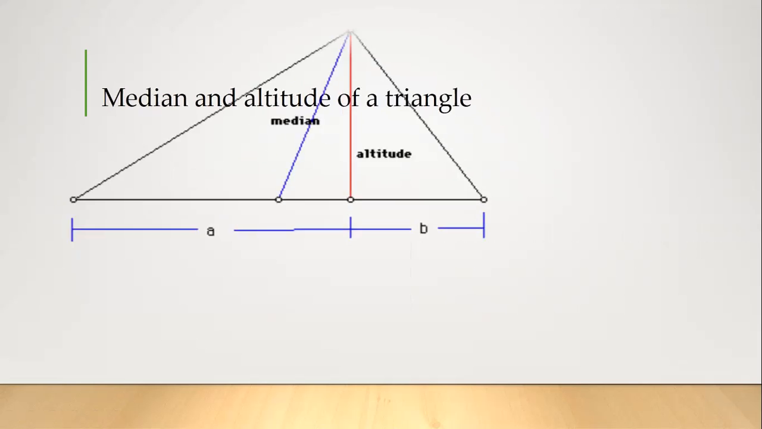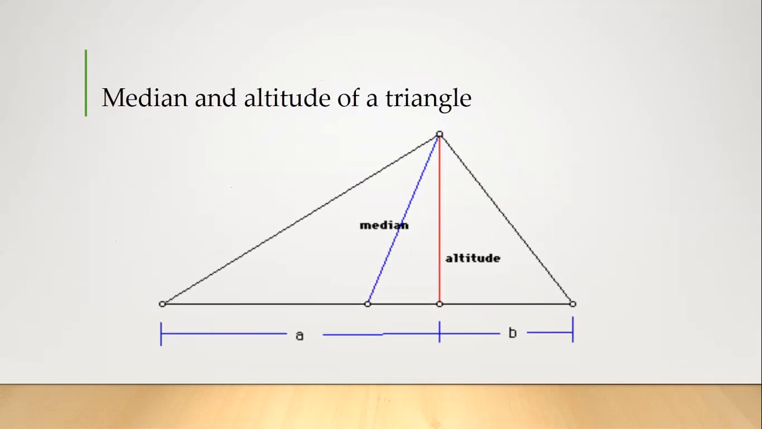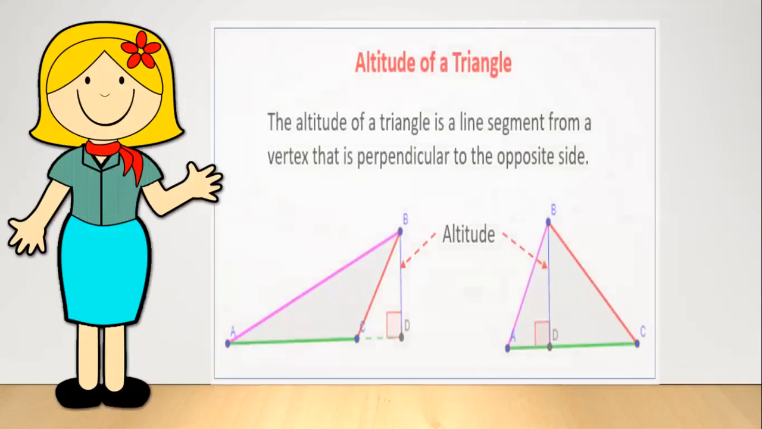Then median and altitude of a triangle. A median will always intersect at the center of the opposite line, and an altitude will always make a right angle. This is the difference between median and altitude of a triangle.